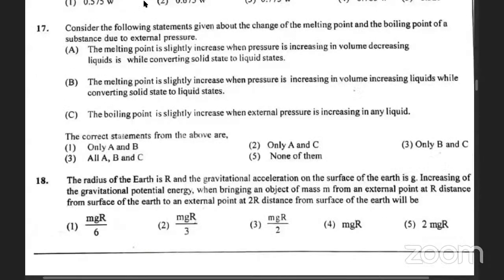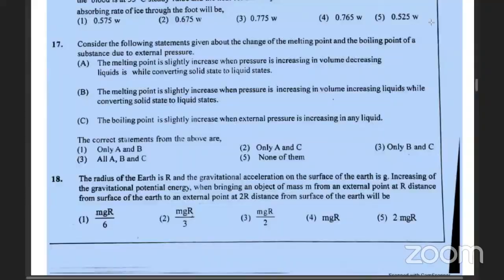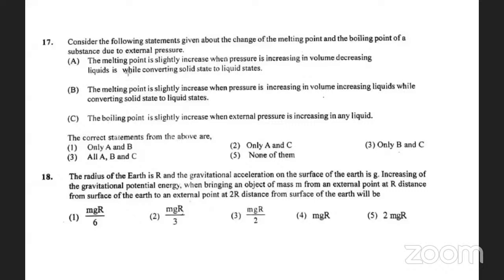Question number 17. They are talking about melting point and all those things. Consider the following statements given about the change of melting point and boiling point of a substance due to external pressure. They have not specifically told whether it's water. There are two types of substance, people: substance like wax, substance like water.